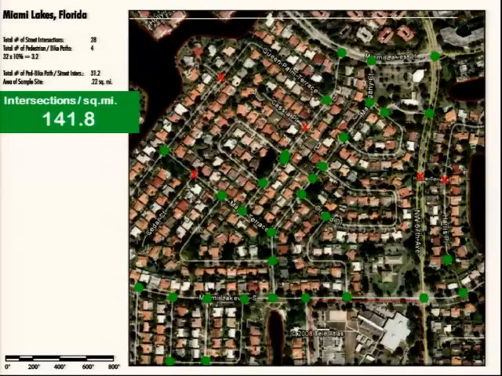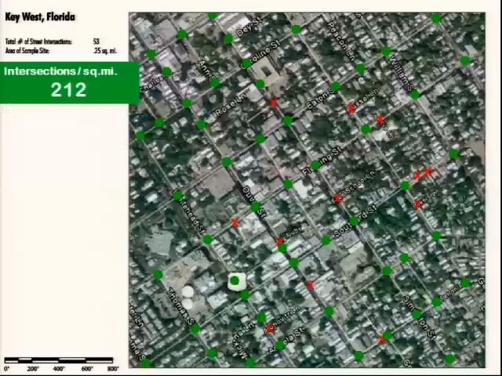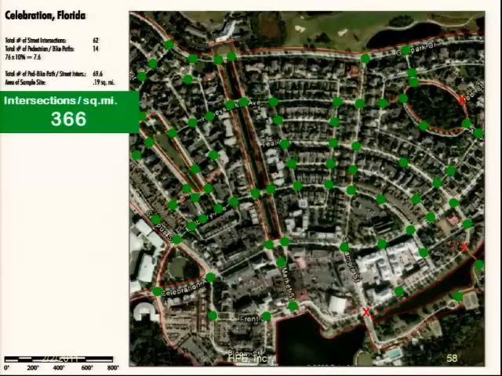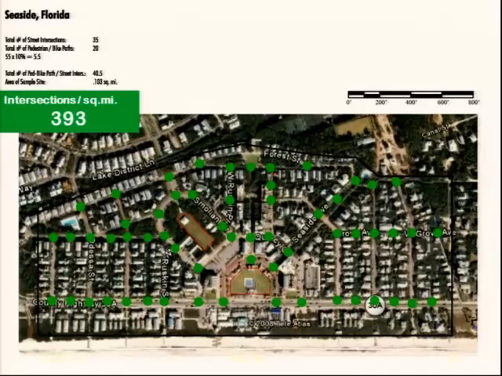If you move to Miami Lakes, 141, getting much better, all the green dots. If you move to Key West, the pre-auto city in Florida's southern tip, you get up to 212. And as those of you who have been to Key West, you know it's highly walkable. Then Celebration, Disney's T&D, 366 intersections per square mile. Then you get into Seaside, which has 393 intersections per square mile. Now, Seaside is not a square mile, so you have to prorate this, do the math. You do a quarter mile and you count that and multiply it times 4.